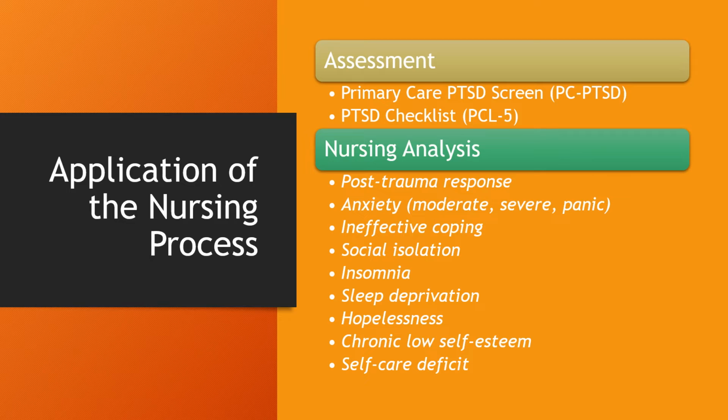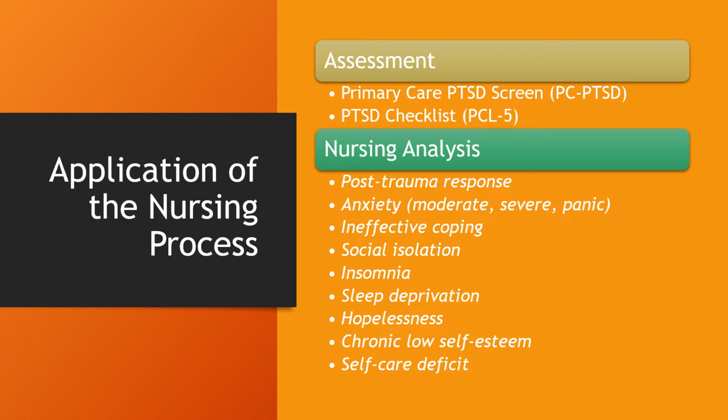So again, we're going to apply our nursing process. We're going to do assessment first, which is going to include screening tools, history of onset, frequency, course, severity, level of distress, and degree of functional impairment. These are important in that initial screen if it's positive.